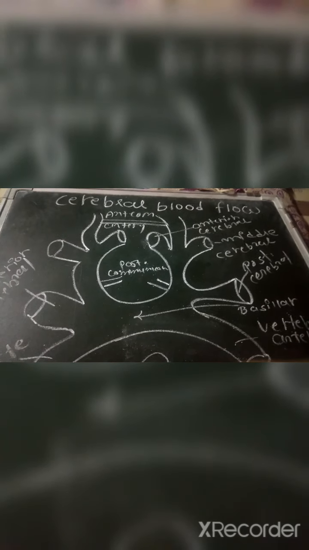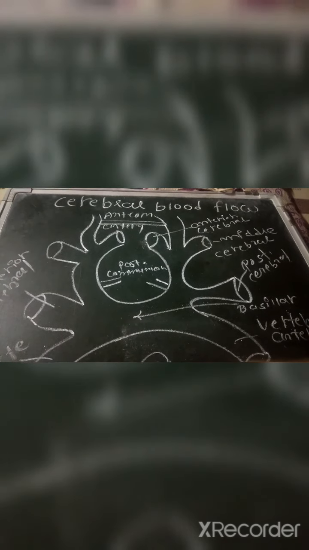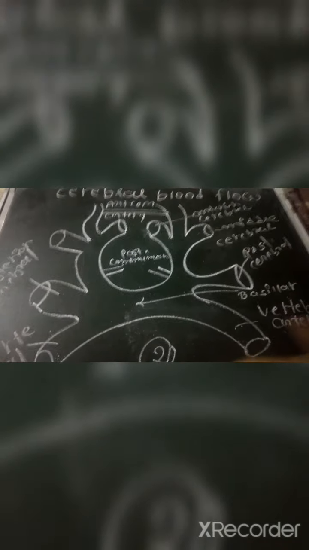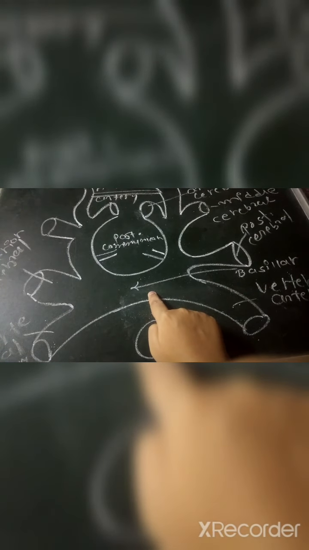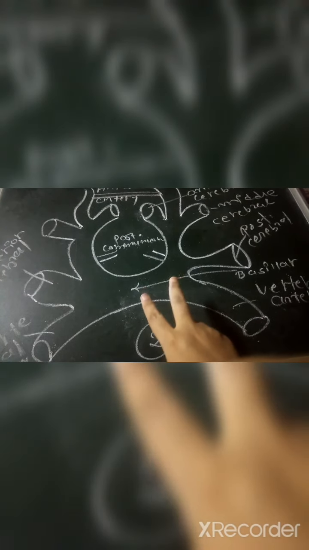Okay, then the second source is the vertebral arteries. Now the vertebral artery is a branch of the subclavian artery. That is the vertebral system. Now there are two vertebral arteries, here one and here the second. These two vertebral arteries join together at the level of the pons and unite to make the basilar artery.